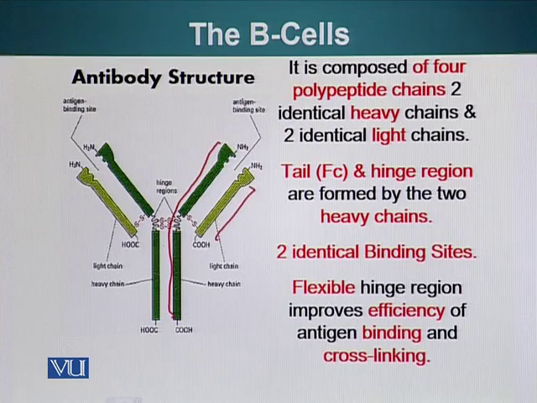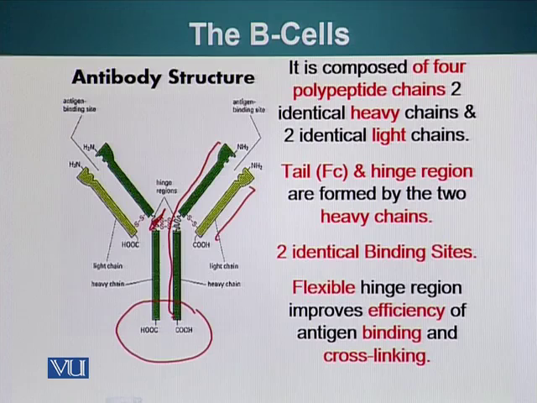The tail region, the Fc region, is made up of the heavy chains. So here's the Fc region. It's called Fc region because the term comes from fragment crystallization. And this is the hinge region. This hinge region also plays a very important role in the functioning of antibody, because this makes antibody flexible and increases the ability of the antibody to bind antigens.